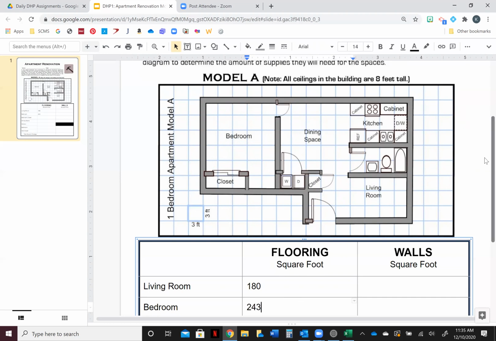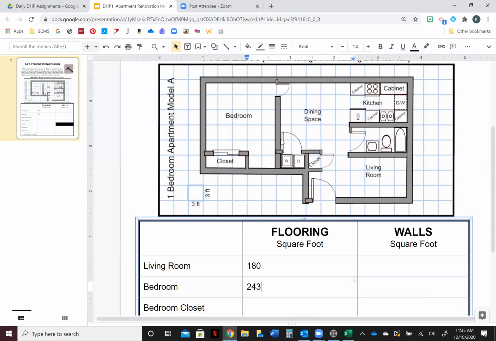All right, so now I'm going to do the bedroom closet for this next one. This one's super simple, we only have one. Hold on, let me annotate just in case, so I make sure you all understand what I'm counting. So we have 1, 2, 3. So that would be 3 times 9, and that would give us 27 square feet. So I'll go ahead and type that in down here.